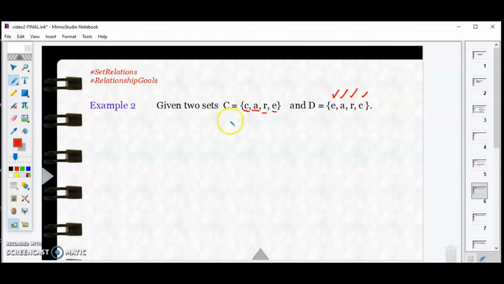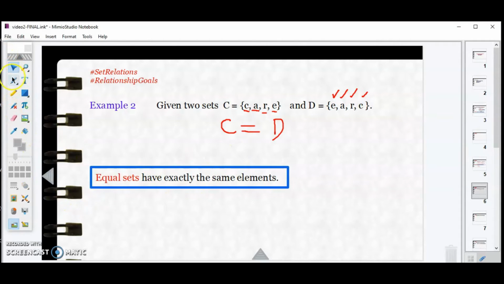So C and D are equal sets, and we denote that by the equal sign. We read this as set C is equal to set D. So how are we going to define equal sets? When we say equal sets, they have exactly the same elements. Okay? So maybe the order of the elements is different, but the elements are exactly the same.